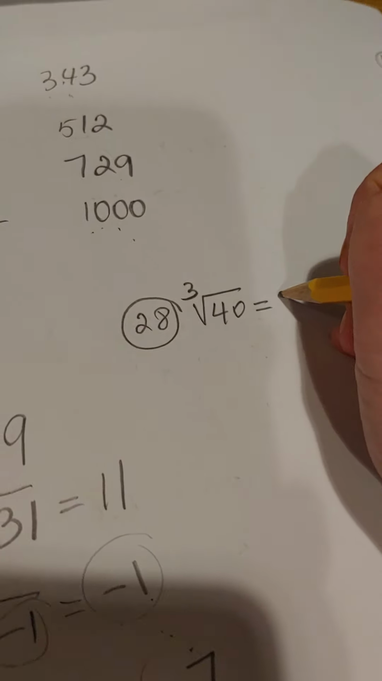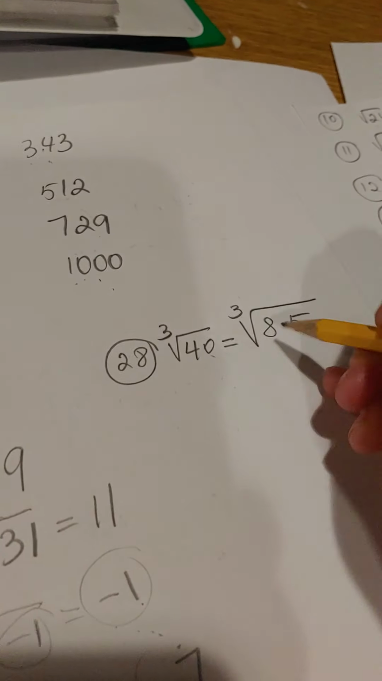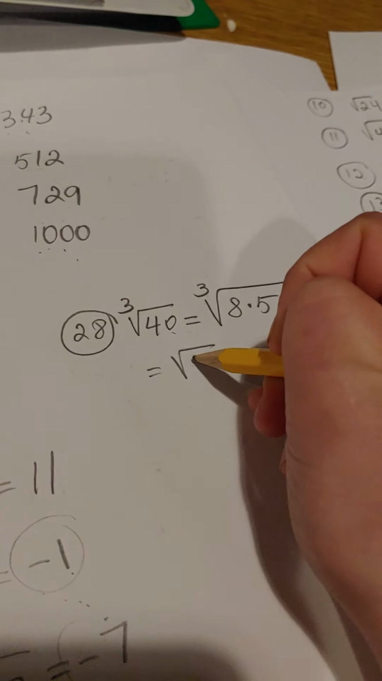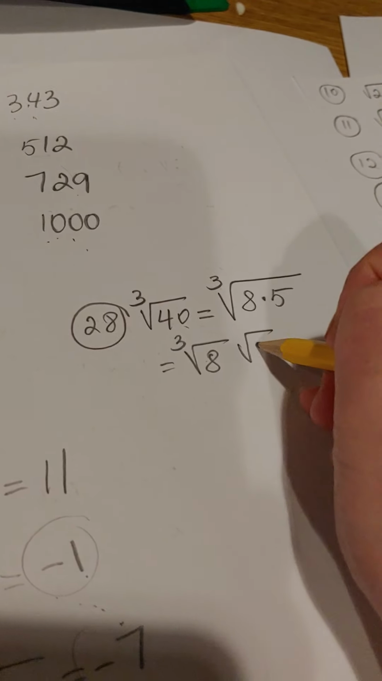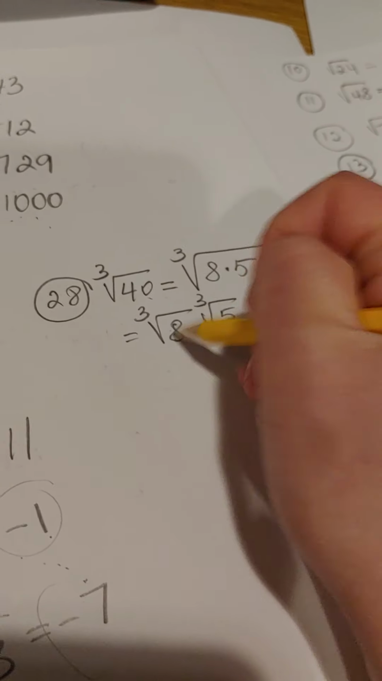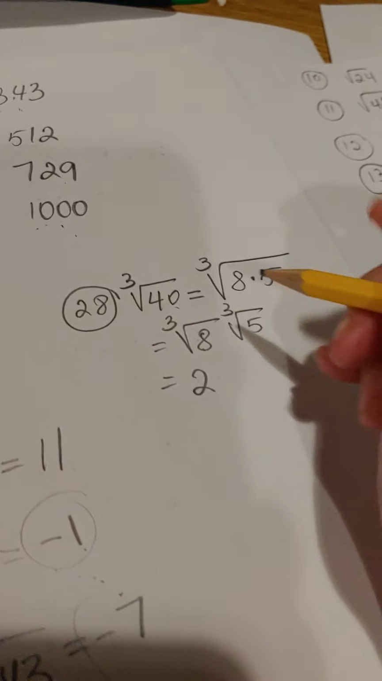Okay. So one of those numbers is the perfect cube. So what are my perfect cubes? 1. We don't care about 1 because anything divided by 1 is that number, so we don't want the 40 divided by 1. So 40 can be divided by 8, and 8 is my perfect cube. So 40 is actually 8 times 5, and we're going to put them under different radicals. Cube root of 8 is going to give me 2.